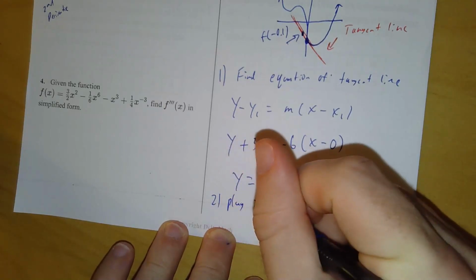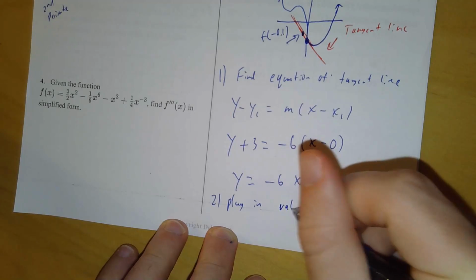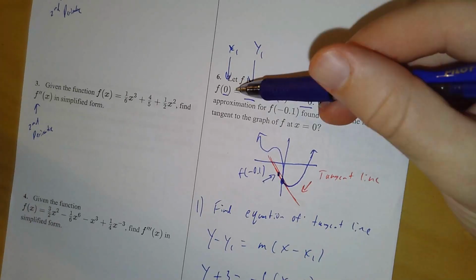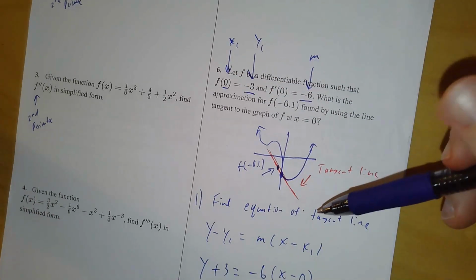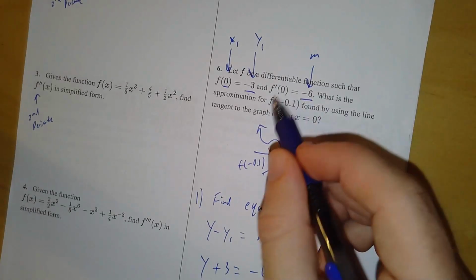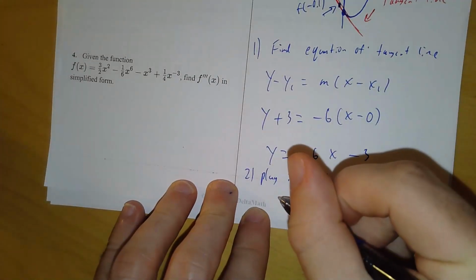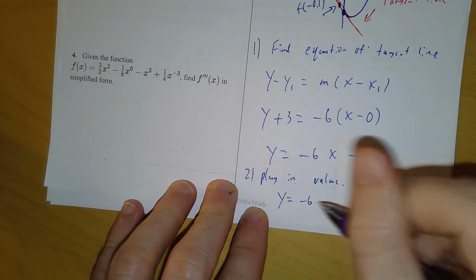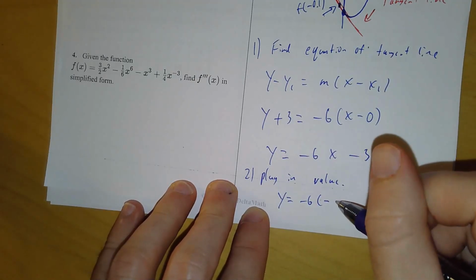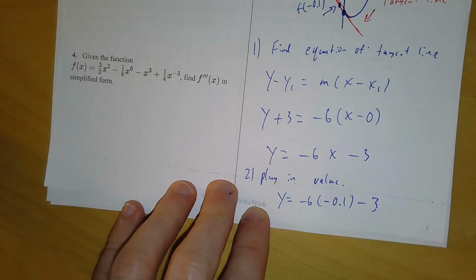plug in the value, the new value, right? So what's the value I'm plugging in? Well, I used these values here to get my tangent line, to get the red. Now I gotta get that blue dot. To get that blue dot, you're gonna put this negative 0.1 into that equation. So right here we're gonna have y equals negative 6 times negative 0.1 minus 3.